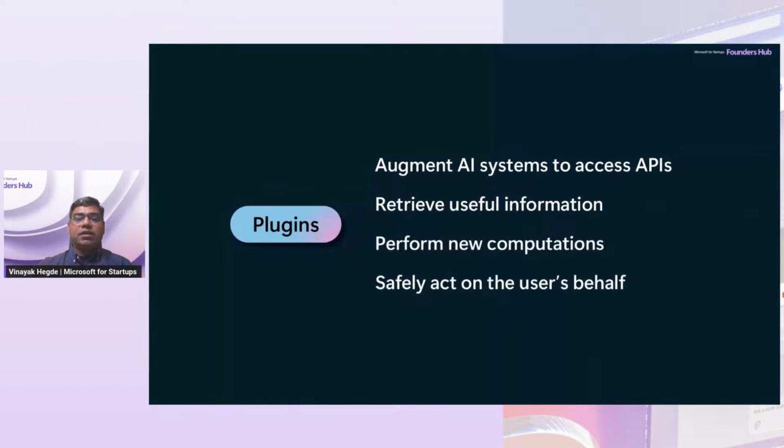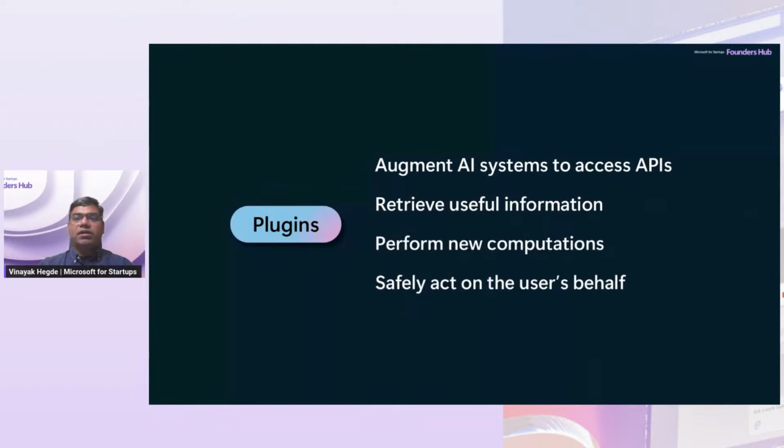So again, to summarize, it will augment AI systems to access APIs, and APIs provide access to pretty much everything that is there on the web. It will help you retrieve useful information. It will help you perform new computations and safely act on your behalf to execute certain actions after you have given it consent.